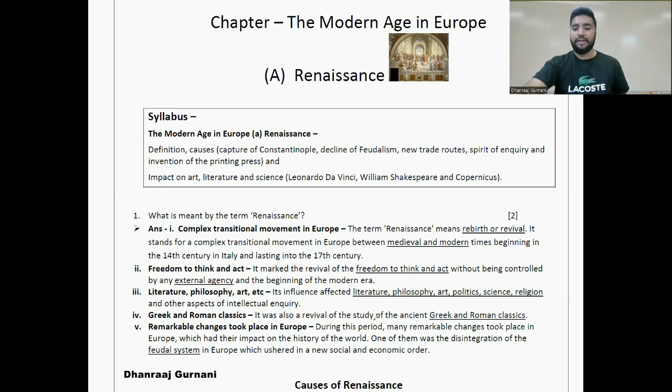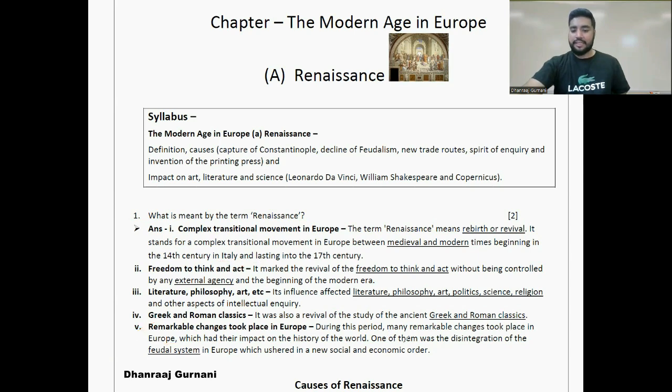It was also the revival of the study of the ancient Greek and Roman classics. And fifth one and the final one, remarkable changes took place in Europe during this period. Many remarkable changes took place in Europe, which had their impact on history of the world. Because you are free to think, revival and rebirth is happening. So remarkable changes have taken place, mainly in Europe. Why? Because it started in Italy.